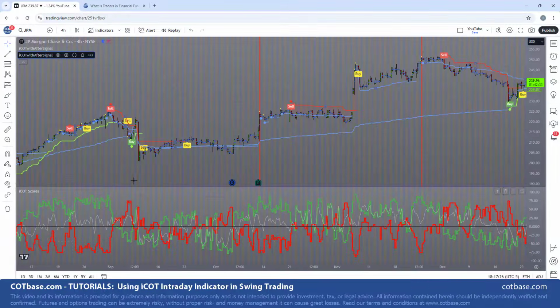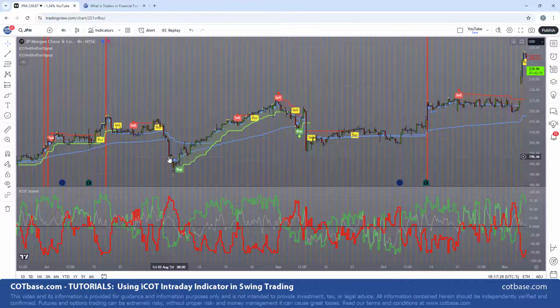You can see how well the indicator caught this bottom. You can see that we have received a couple of signals, but the indicator will filter out those and help us identify the best time to enter the market.